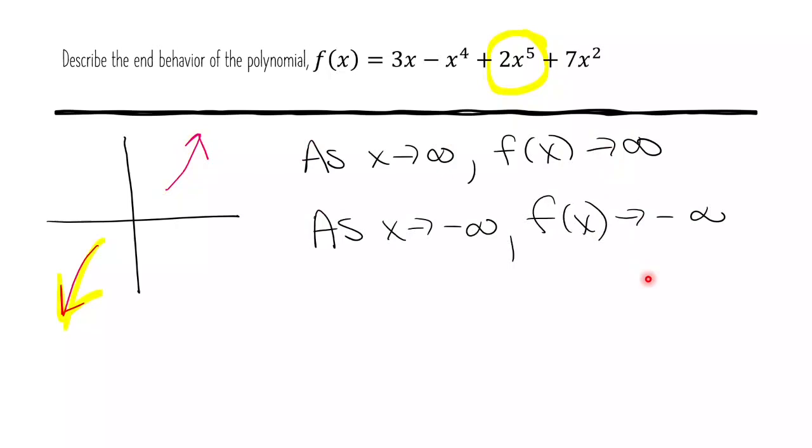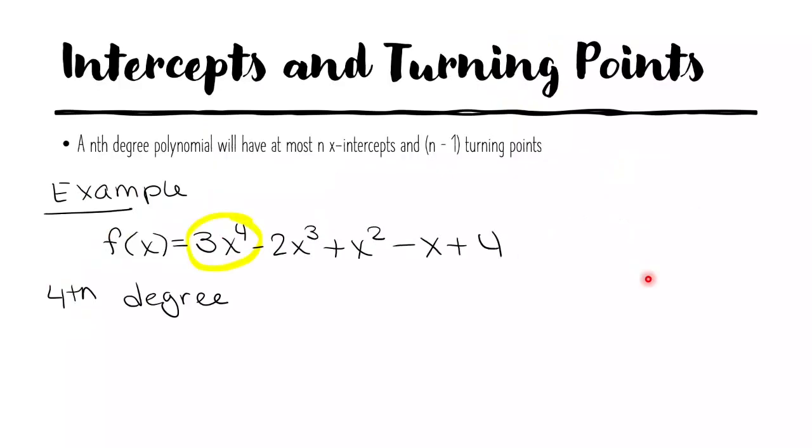Now, something else might be happening in the middle of the graph, and that is going to depend on the other terms in the equation. And it turns out that an nth degree polynomial, and the degree of a polynomial is that largest power. So for example, if I have the polynomial f of x equals 3x to the fourth minus 2x to the third plus x squared minus x plus 4, that leading term is 3x to the fourth. So I would call this a fourth degree polynomial.